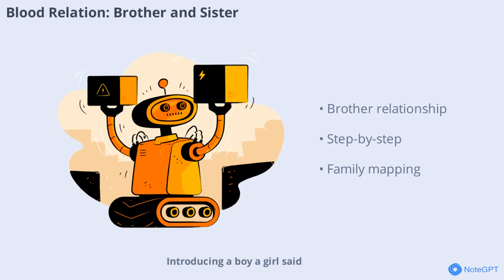Introducing a boy, a girl said, "He is the son of the daughter of the father of my uncle." The answer is brother. The father of the uncle is the grandfather. The daughter of the grandfather is the girl's mother or aunt, and her son is the girl's brother. Carefully following each step leads to the correct answer.